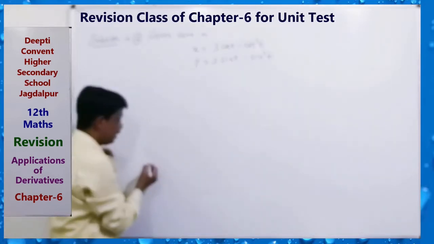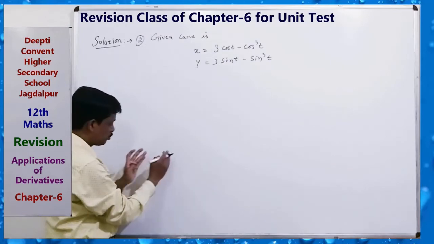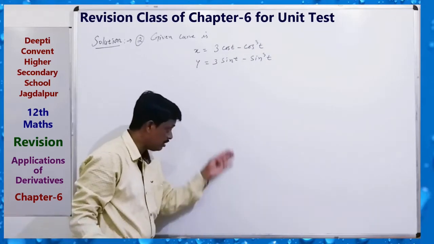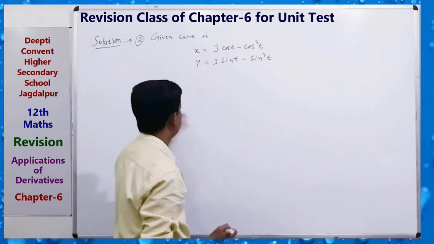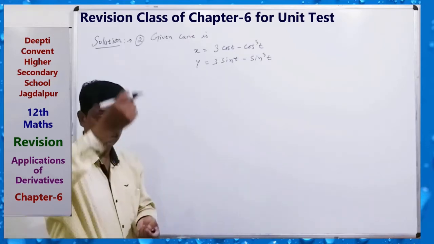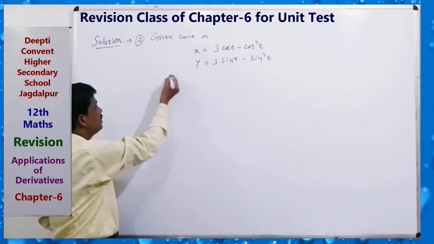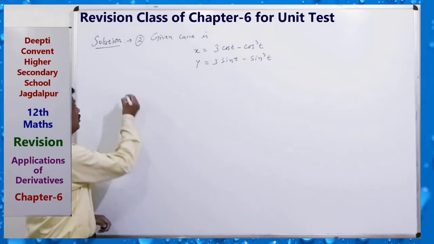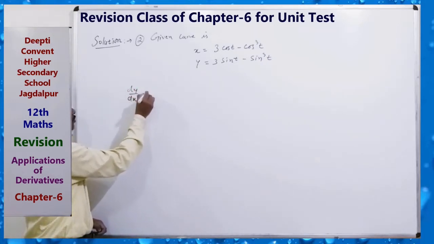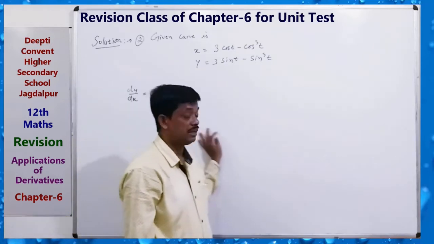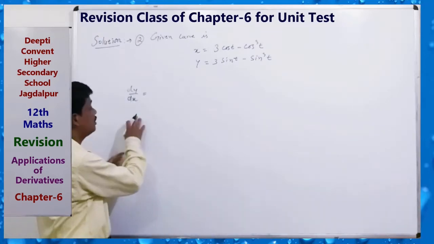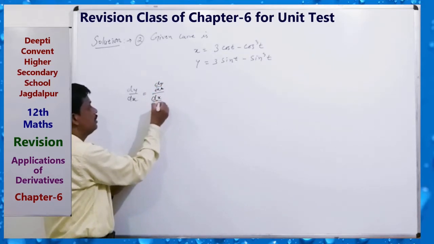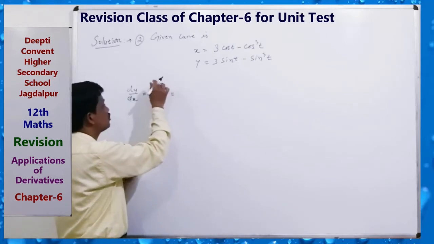That is, we have to find the equation of normal. y minus y1 means this, x minus x1 means this. Now we require the slope of the normal. For that we have to find dy by dx, then invert it and apply the minus sign. For a parametric function we can find the derivative like this. This is a revision class, so I am writing in short. dy by dx means dy by dt upon dx by dt, that is, differentiation with respect to t.